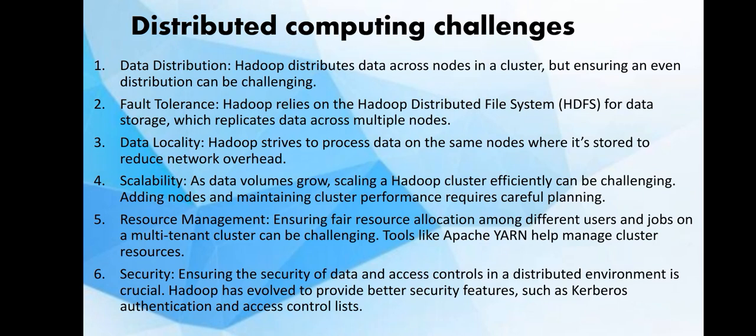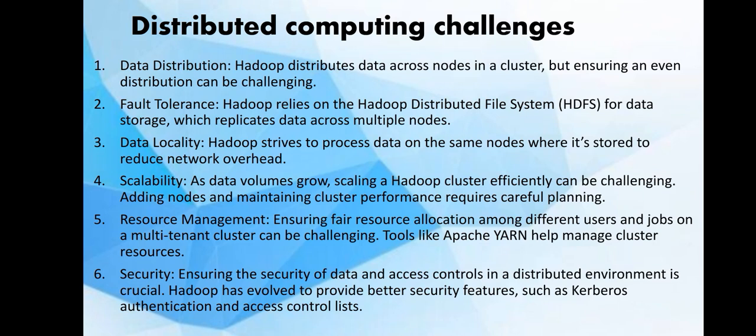Distributed computation challenges. Number one, data distribution. Hadoop distributes data across nodes in a cluster, and ensuring an even distribution can be challenging. Number two, fault tolerance. Hadoop relies on Hadoop Distributed File System for data storage, which replicates data across multiple nodes. Number three, data locality. Hadoop strives to process data on the same node where it is stored to reduce network overhead.